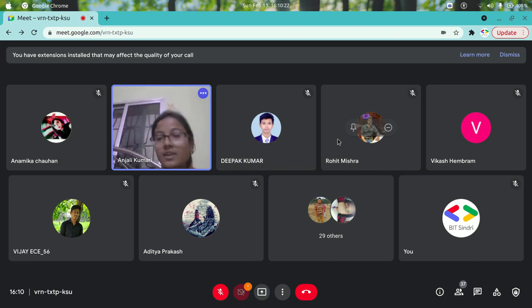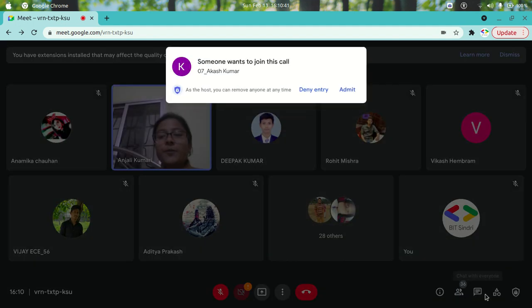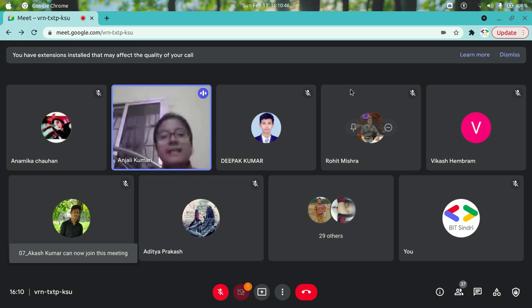Our second program is Android Study Jam, conducted between January 2022 and February 2022. The poster mentions all the winners of that event, and as a result, they will be getting certificates and goodies from Google Developers itself. So till now, Google Developer Student Club BIT Sindri has conducted two events, and the Solution Challenge 2022 is its third event. It is more like a hackathon.